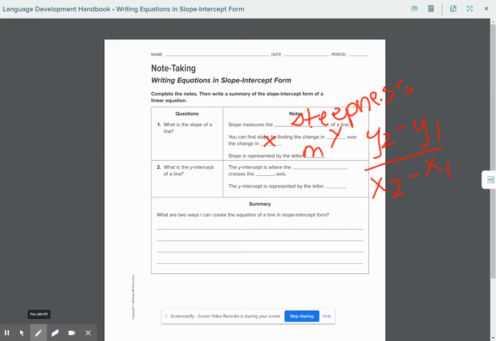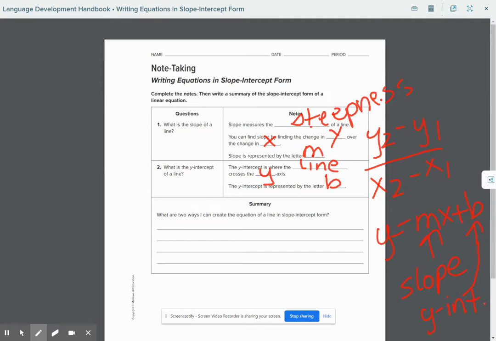what is the y-intercept of the line? The y-intercept is where the line crosses the y-axis. You know this. And it is represented by the letter b. Here is slope-intercept form. Y equals mx plus b. This is slope. And this is the y-intercept, which we've already learned.